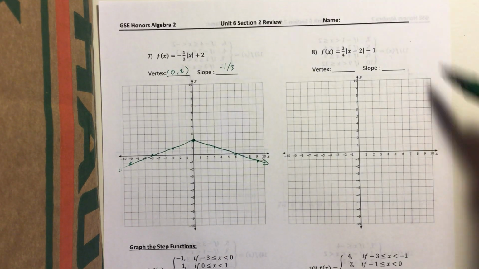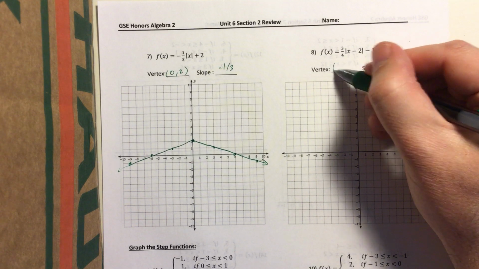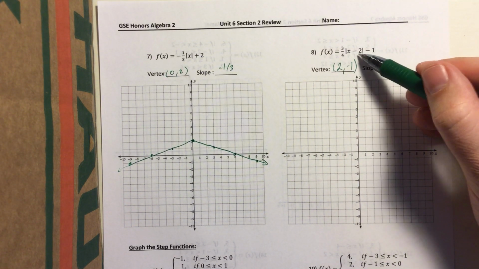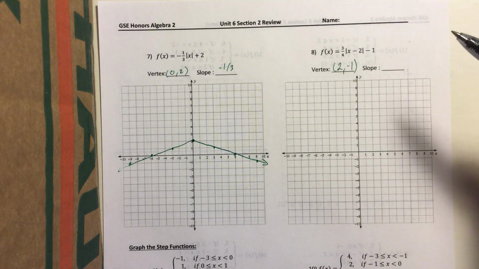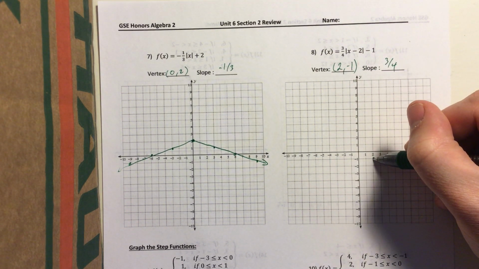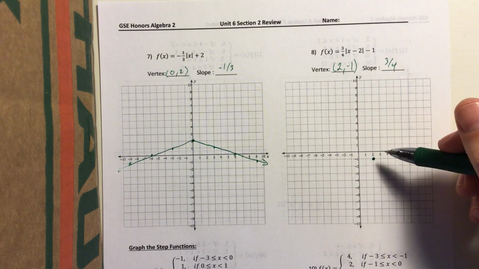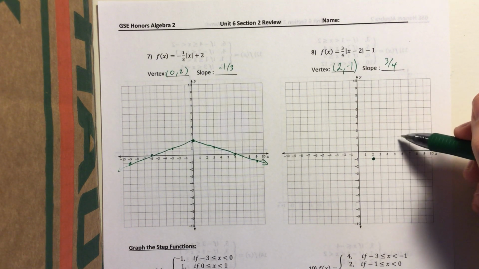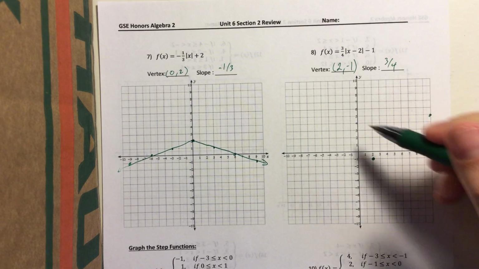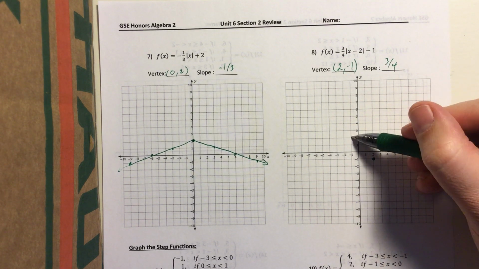All right. And then number 8 would have a vertex of (2, -1). So remember, I'm taking the opposite value of the number inside the absolute value. The slope is 3/4, and the vertex is (2, -1). So up 3 over 4, up 3 over 4. Same thing on the other side, just go the other direction.